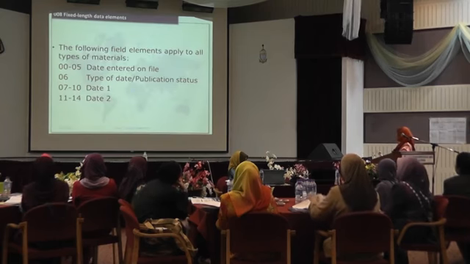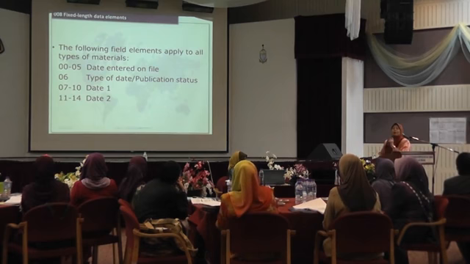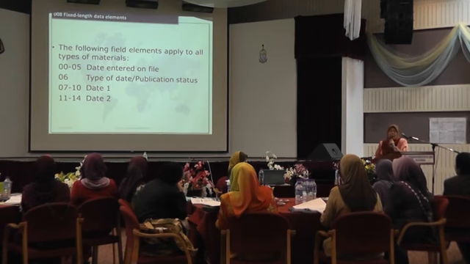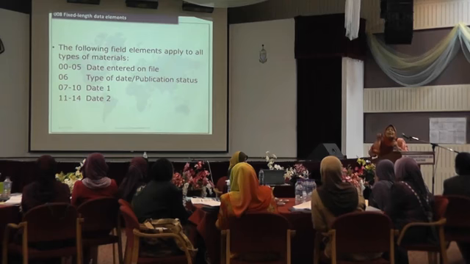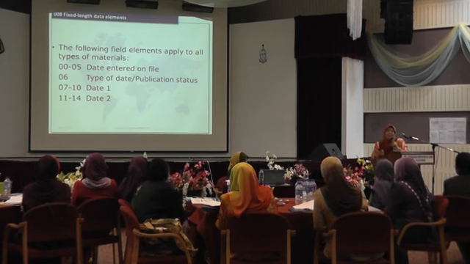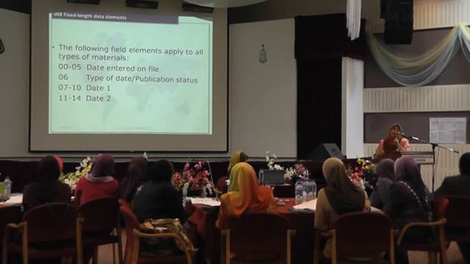Now kita tengok the following field elements apply to all types of material. This one. So the 00 to 05 is a date entered on the file. That means automatically, as soon as you create a new record, and then you just touch it, automatically it will give you the date on file. It depends on the system lah. I'm assuming that everybody has an integrated library system, and your cataloging module is online, so as soon as you touch, the date is on.